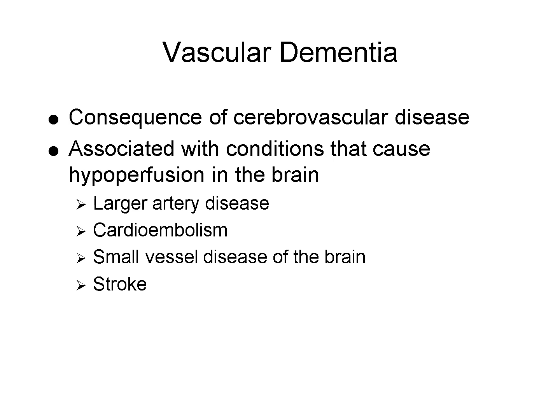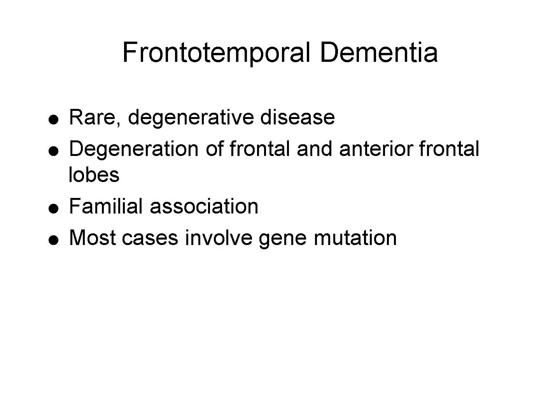Frontotemporal dementia is a rare condition caused by degeneration of the frontal and anterior temporal lobes. It is often hereditary and linked to gene mutations. Unlike Alzheimer's, early symptoms usually include changes in behavior, personality, and language rather than memory. As it progresses, patients lose empathy, become socially inappropriate, and may develop motor symptoms.